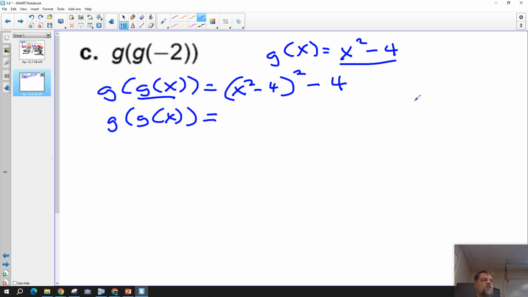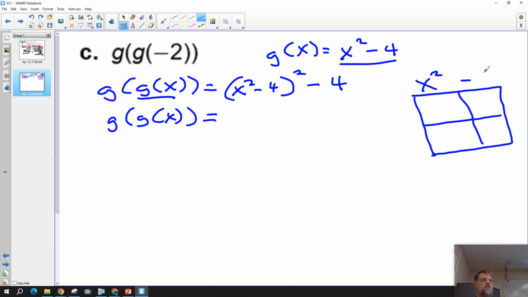We got to square that. So to square that, we multiply it by itself, right? So I'm going to say x squared minus 4 times x squared minus 4. What's x squared times x squared? X to the 4th power. What's negative 4 times x squared? Negative 4x squared. What's negative 4 times x squared? Negative 4x squared again. And what's negative 4 times negative 4?